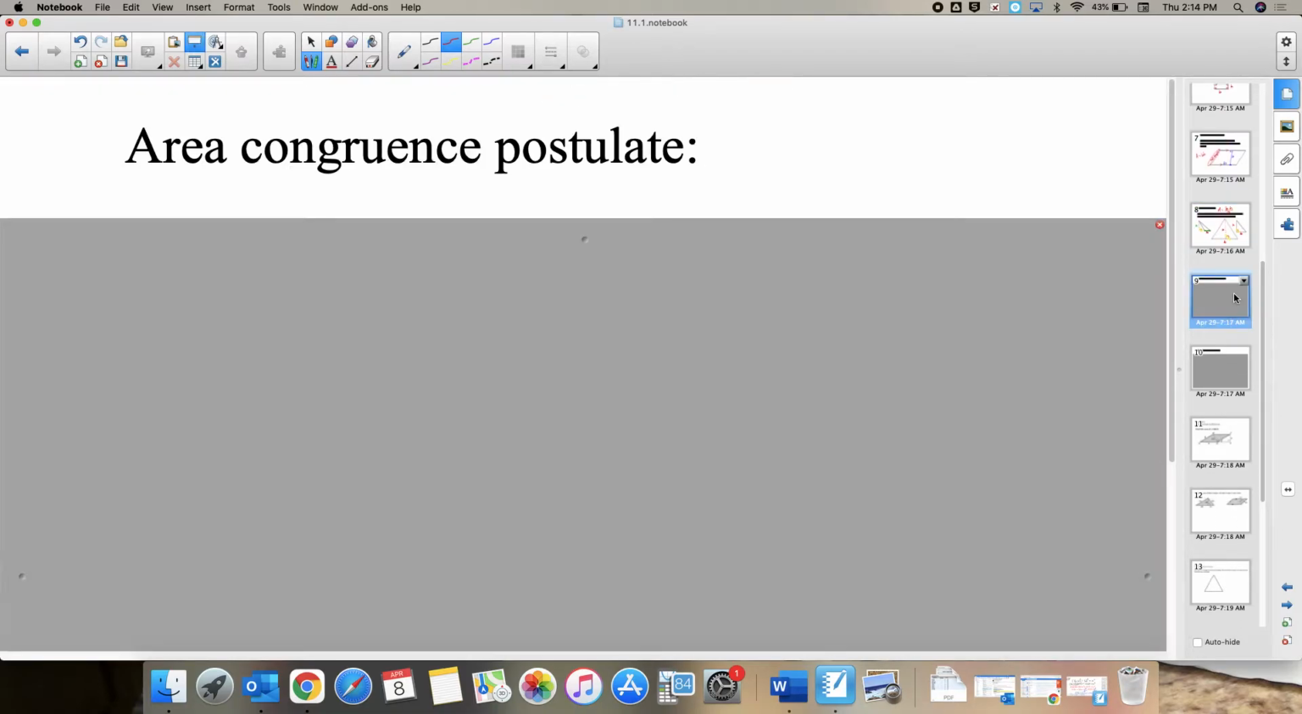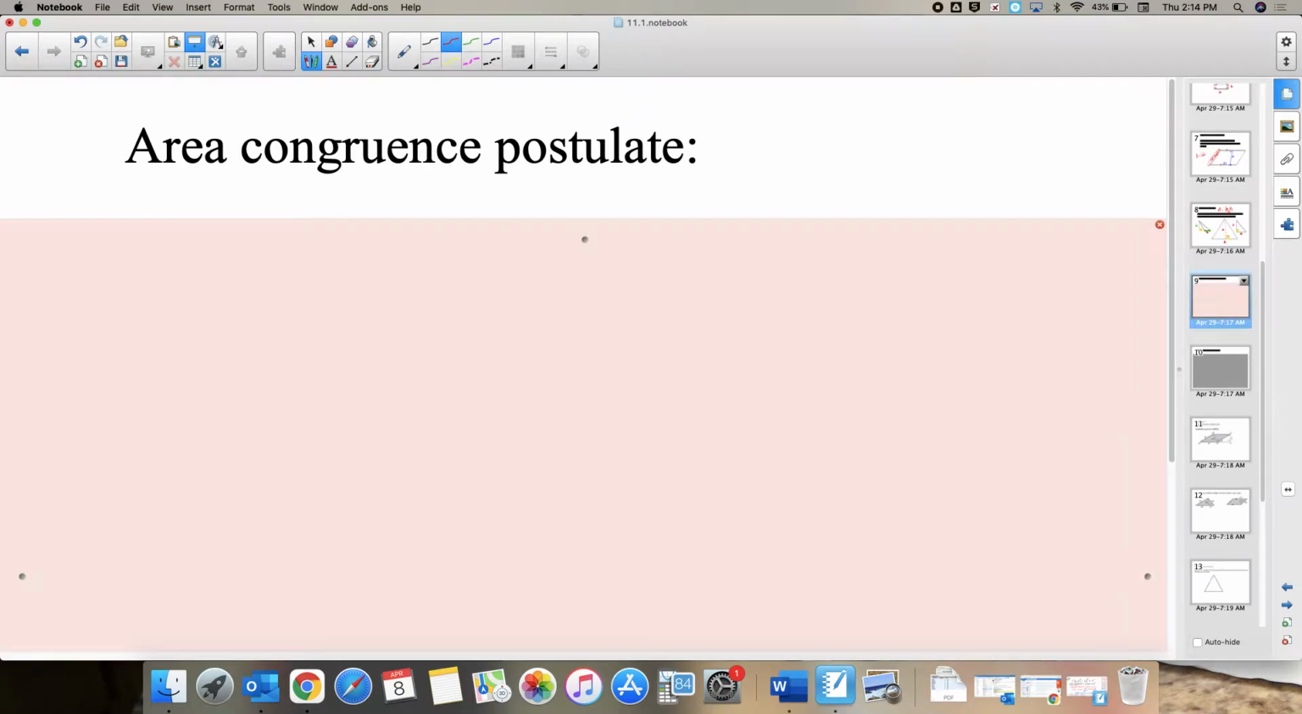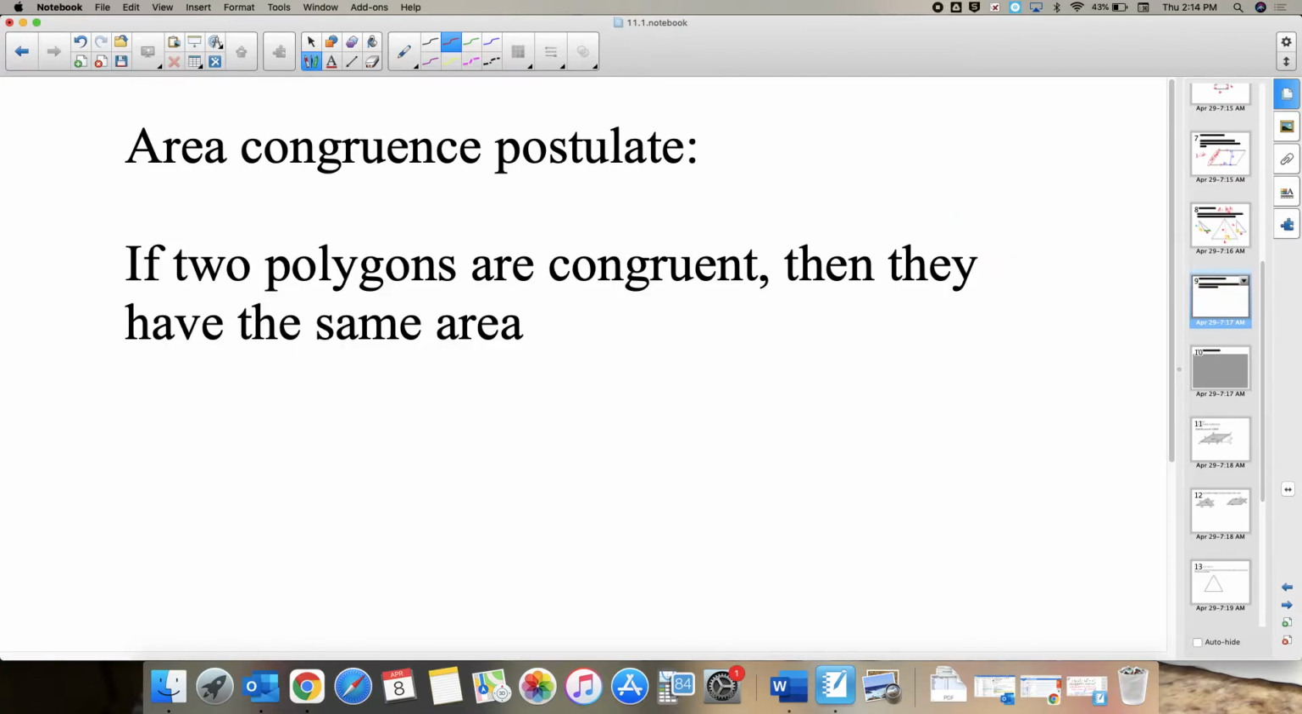Now, two quick ideas to talk about before we start looking at some examples. The first one is your area congruence postulate. It just says that if two figures are congruent, everything about them will have to be the same, including their areas. If two polygons are congruent, then they will have the same area because they'll have the same base, they'll have the same height.